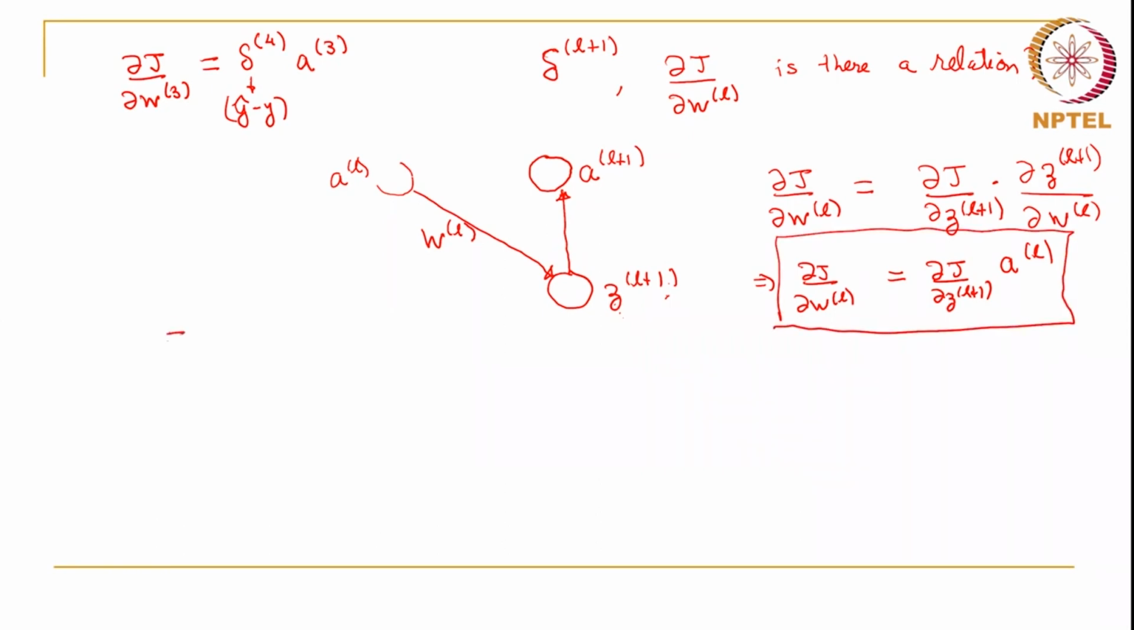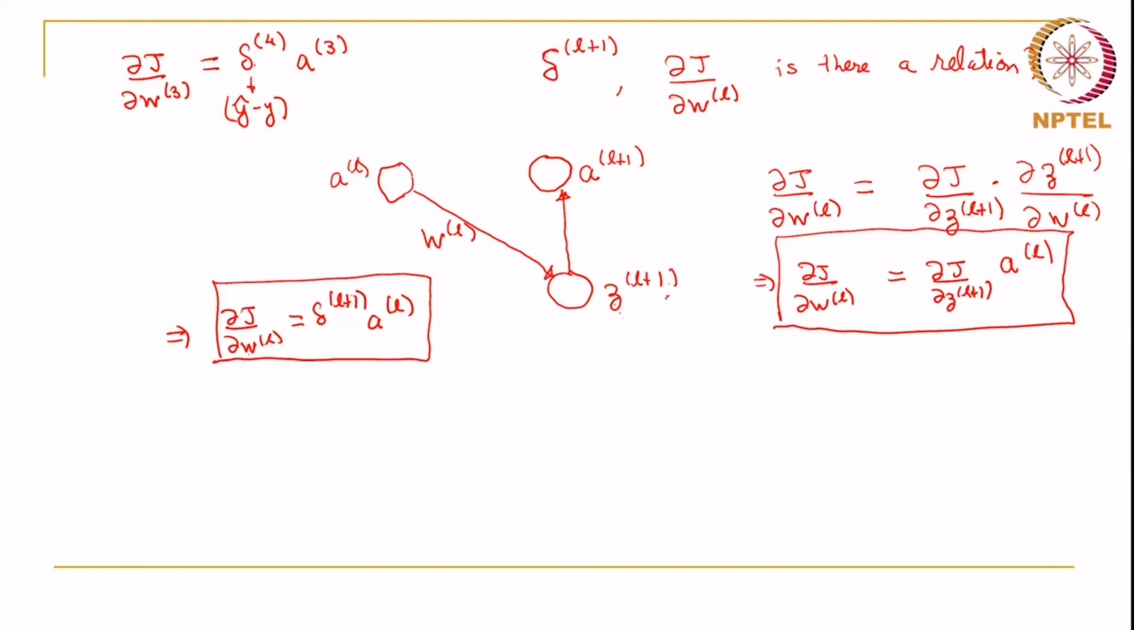So another way of writing it is del J del WL equal to delta L plus 1 AL. Okay. Everybody agree with this? It's a simple relationship, simply comes from the chain rule. So the idea is this. In the final layer, we know delta L. We know y hat minus y.